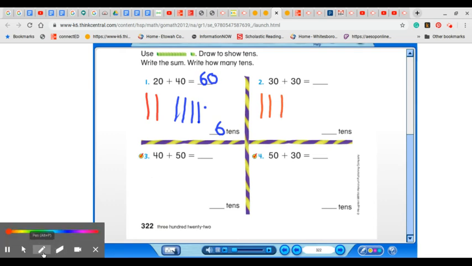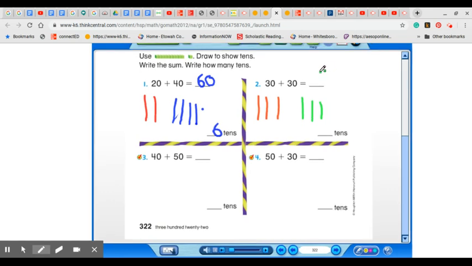Now we have 30 again. So we're going to draw 3 more. 1, 2, 3. Okay, so now let's see how many tens we drew. Let's count them. 10, 20, 30, 40, 50, 60. Did you get 60? I hope so.